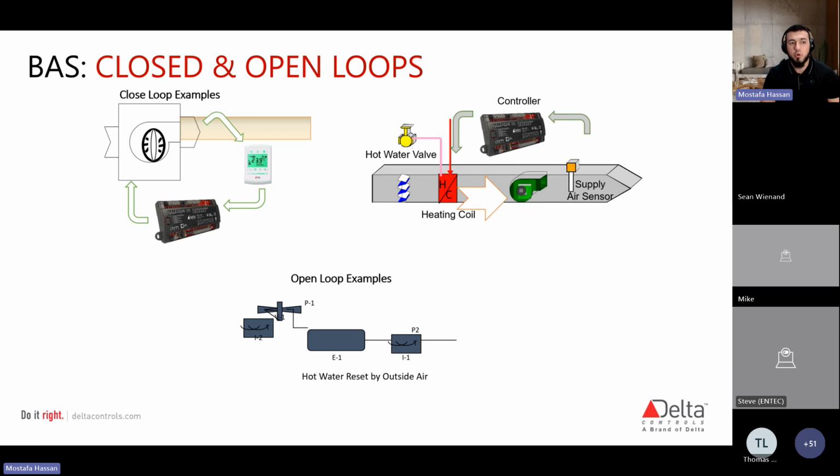All right, we're going to talk about closed and open loops. It's important to understand the difference between them. A closed loop is where the sensor that's doing the sensing will actually see the action taken by the output, right? Sounds like a lot of BS.